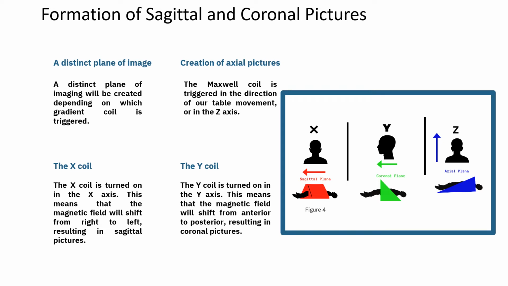The Golay coils are used in the X and Y coils. The X coil is turned on the x-axis. This means that the magnetic field will shift from right to left, resulting in sagittal pictures. The Y coil is turned on the y-axis. This means that the magnetic field will shift from anterior to posterior, resulting in coronal pictures.